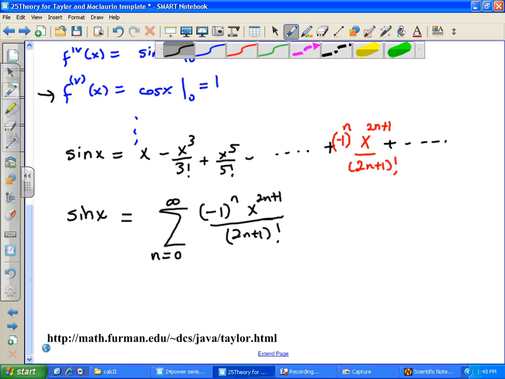Negative 1 to the 0 is 1, so that gives you positive. 2n plus 1 would be just a 1. That gives you an x. On the bottom, a 1. Did we get just the first term there? We did. So this actually works.